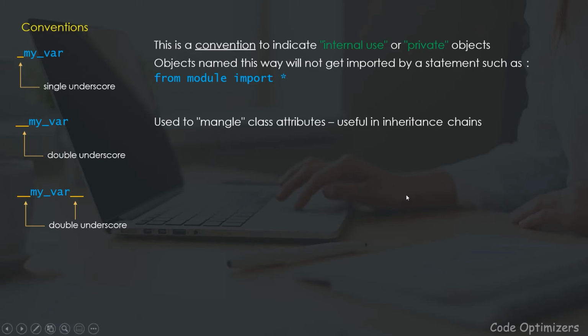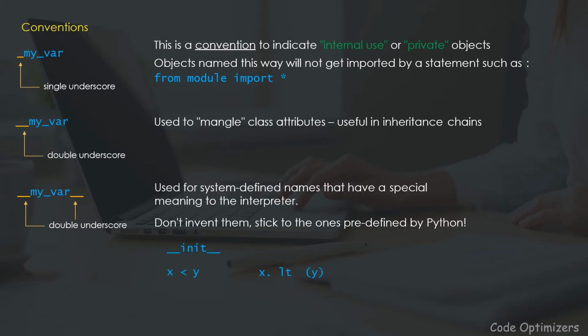Double dunder. So the dunder, my var dunder, has a very specific meaning, and these are really system defined names. Python reserves its naming convention in this way for certain things, and this has a special meaning to the interpreter, which means don't invent them. Don't go and create your own variable that starts and ends with double underscores. Stick to the ones predefined by Python.